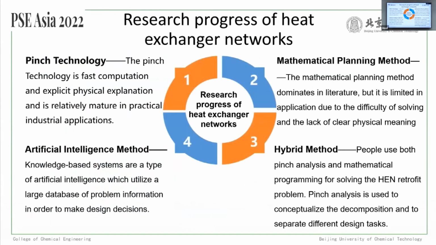At present, the optimization of heat exchange network is mainly divided into the following four methods. The first is pinch technology. The second is mathematical planning method. The third is hybrid method. The last is artificial intelligence method.